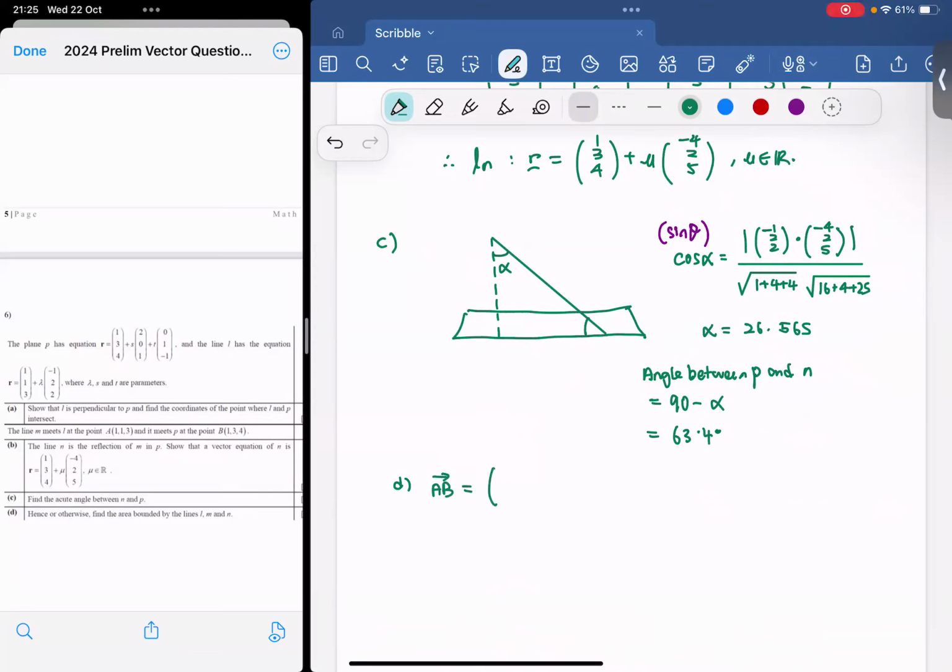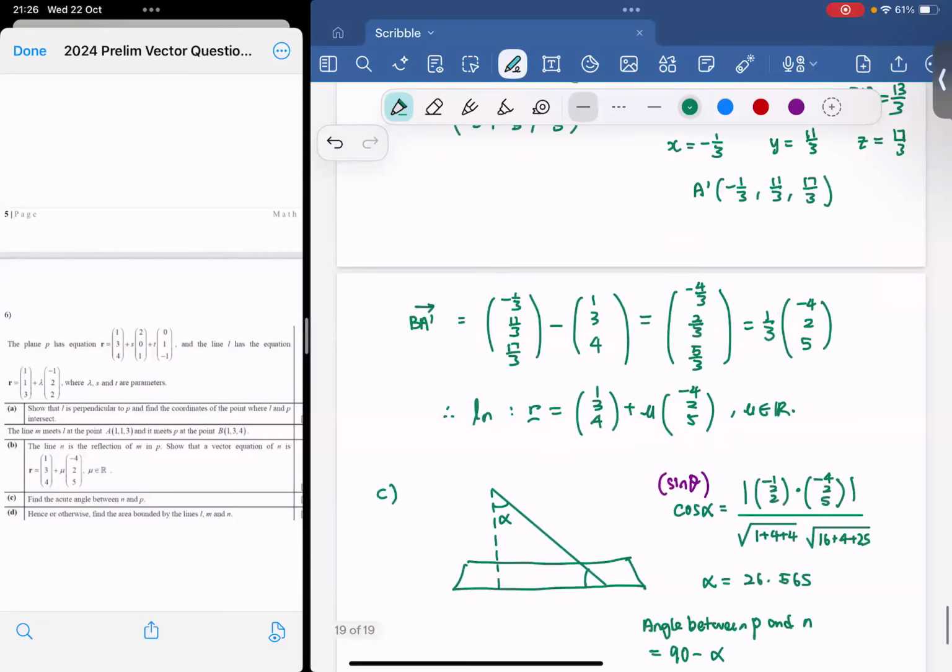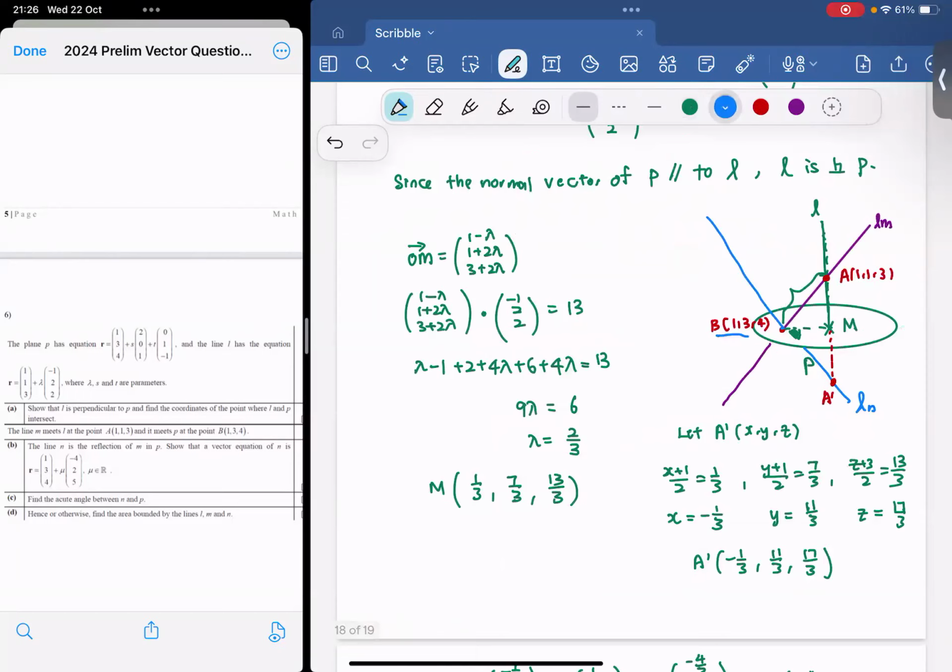AB is equal to B minus A. Why do I want to find AB? Is because I need the length. So equals to (2, 0, 1). So length of AB is actually equal to square root of 2 square plus 1 square, which is square root 5. Okay, so going back to picture, you know that this part is square root 5. Then this part is also square root 5 because this is an isosceles triangle. This is a reflection. So this triangle area is the same as this triangle.